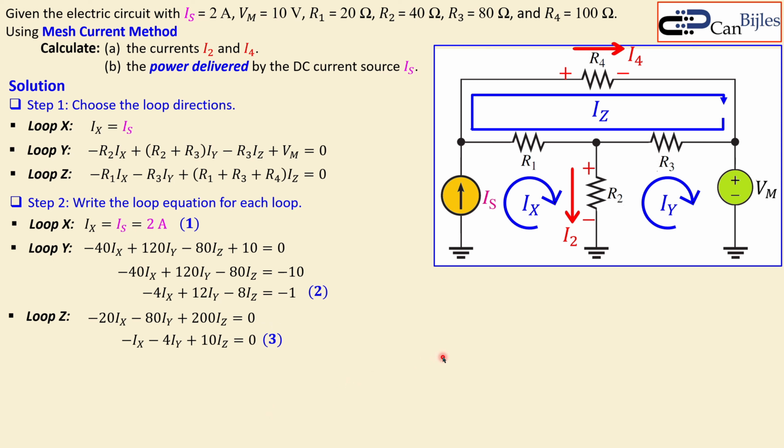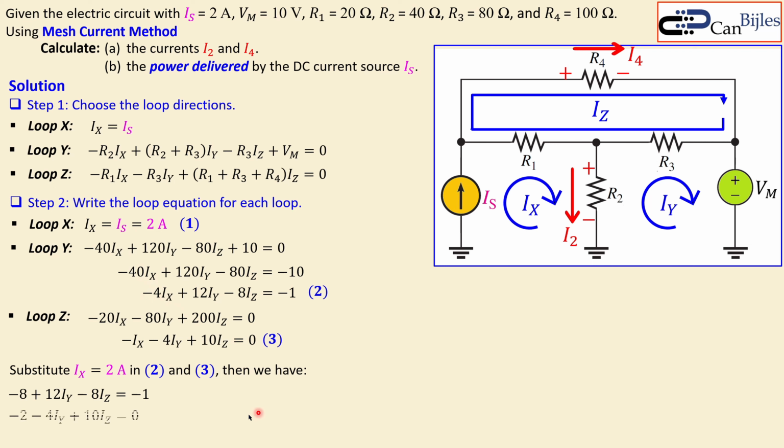Okay, what do we have now? We have one unknown already determined, and we have still the Iy and Iz to know. But I can substitute this Ix in equation number 2 and 3. So let's do that. Ix is 2 amps, and then substitute that in equation number 2 and 3, then we get the following. So I get minus 4 times 2, minus 8, and the rest is just copy. And for the next one, here is minus 2, and the rest is again copying.